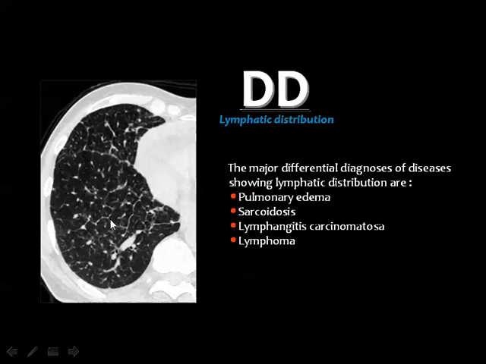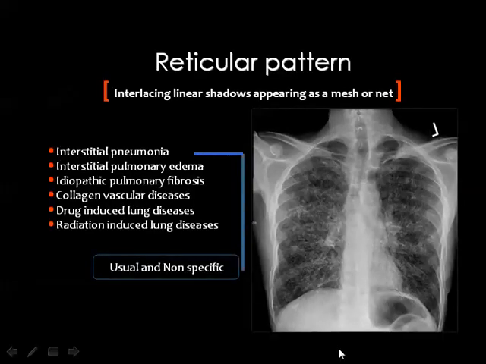If you see lymphatic distribution, there are only 4 pathologies that can produce this distribution. The most important one of them is sarcoid. Then you have pulmonary edema, lymphangitis carcinomatosa, and pulmonary lymphoma. If you remove pulmonary lymphoma, which is considered a little bit rare, then you consider the 3 pathologies here: the interstitial pulmonary edema, sarcoid, and the lymphangitis carcinomatosa.